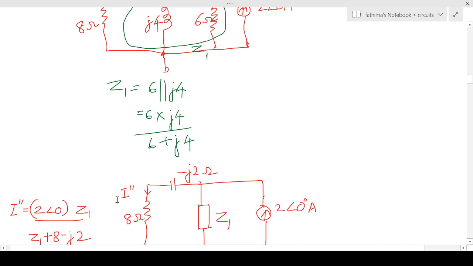Now I double dash will be equal to, applying the current division formula, total current 2 angle 0 into the impedance of the other branch, that is Z1, divided by the total impedance, which is Z1 plus 8 minus j2. So you'll get I double dash.